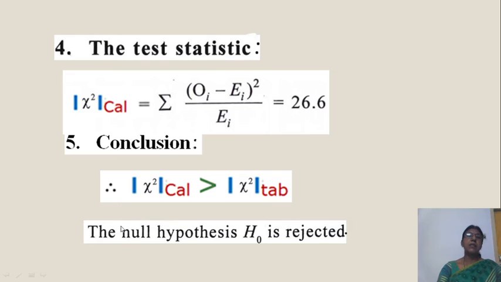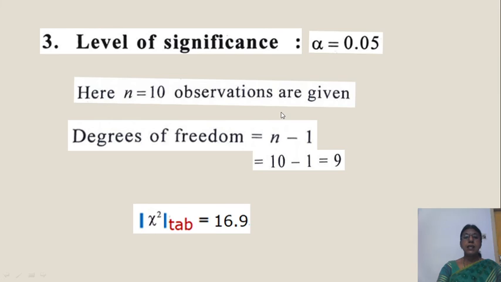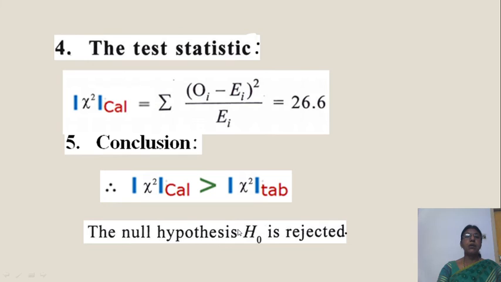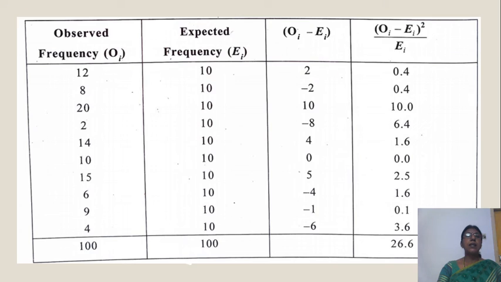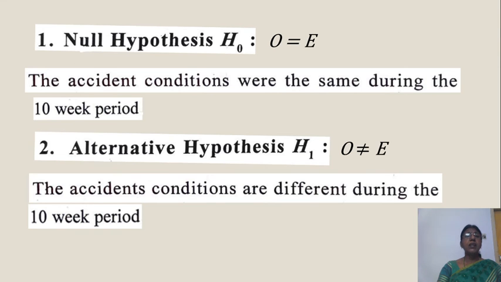Then the test statistic means the chi-square calculated value. That is equal to, using the formula sigma Oi minus Ei square by Ei, 26.6 from the table. You observe, ma, no doubt, the calculated value is 26 and the tabulated value is 16. So the calculated value is greater than the tabulated value. What is our conclusion? Chi-square calculated is greater than chi-square tabulated, so the null hypothesis H naught is rejected. H naught rejected means H1 is accepted. What is that? The accident conditions are different during the 10-week period.